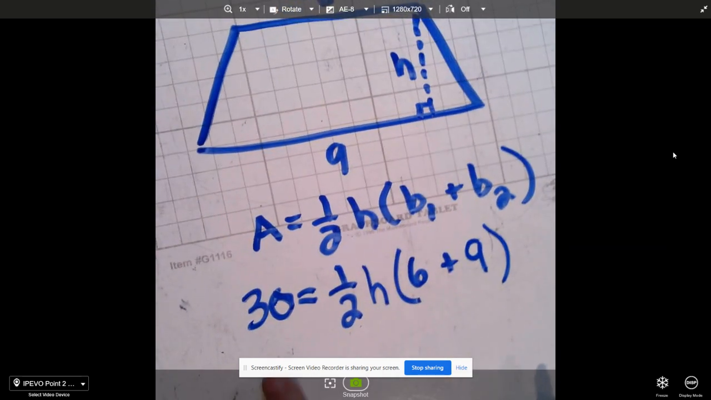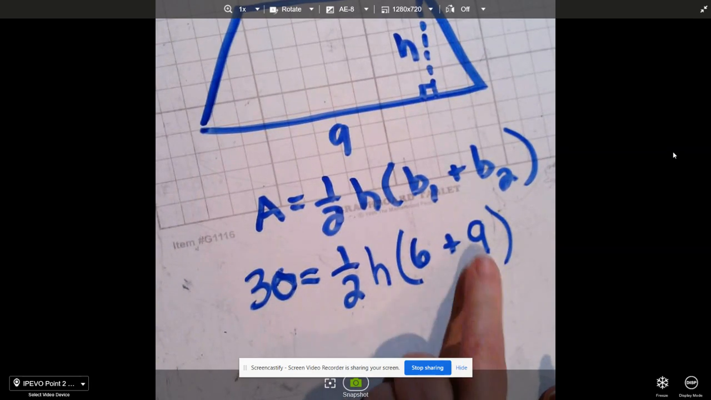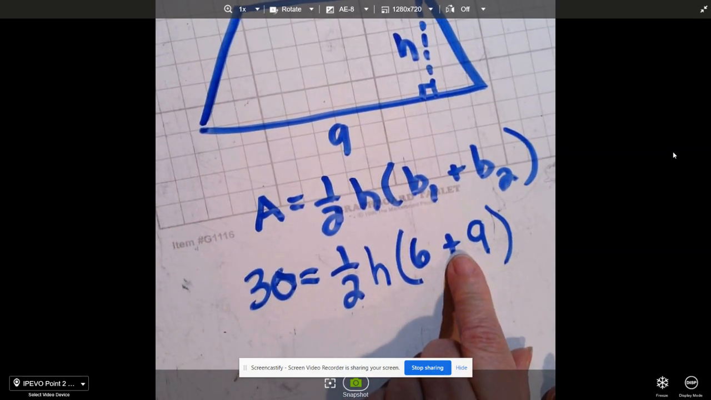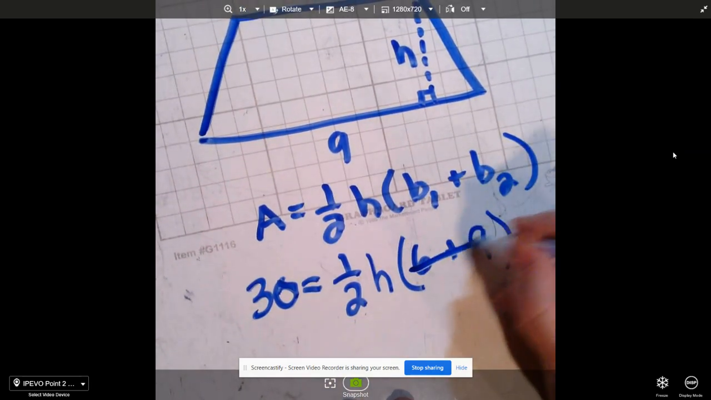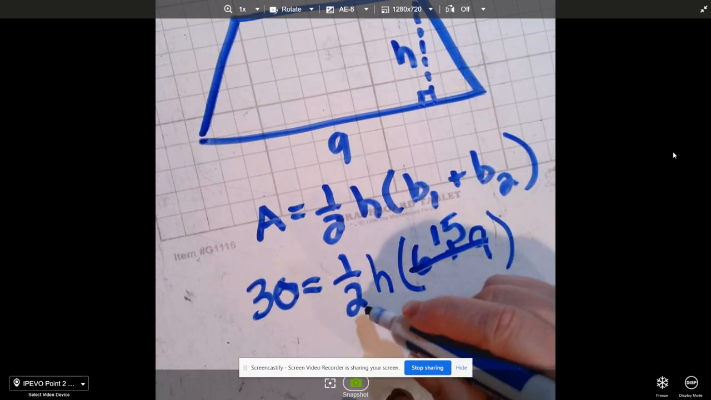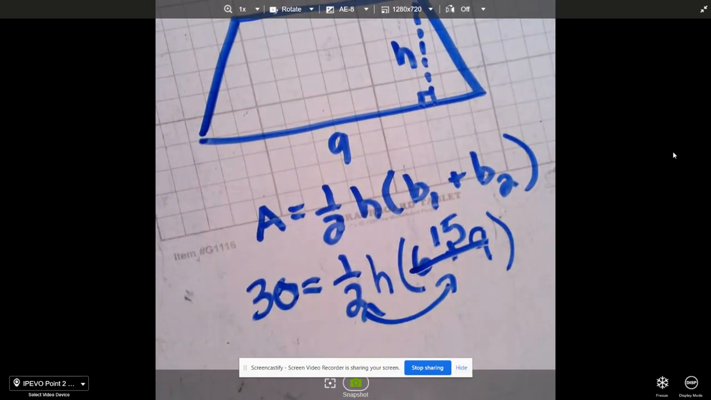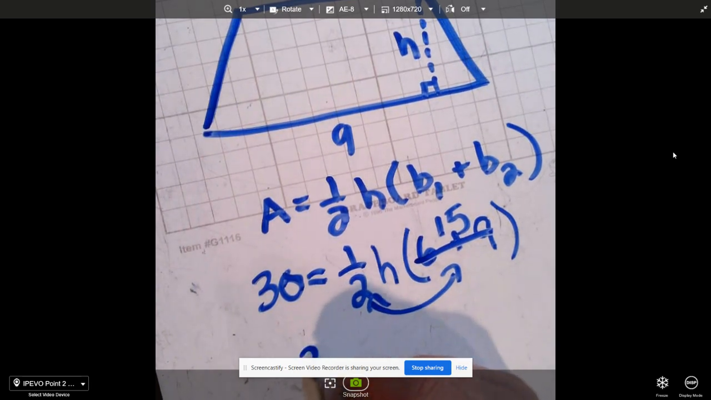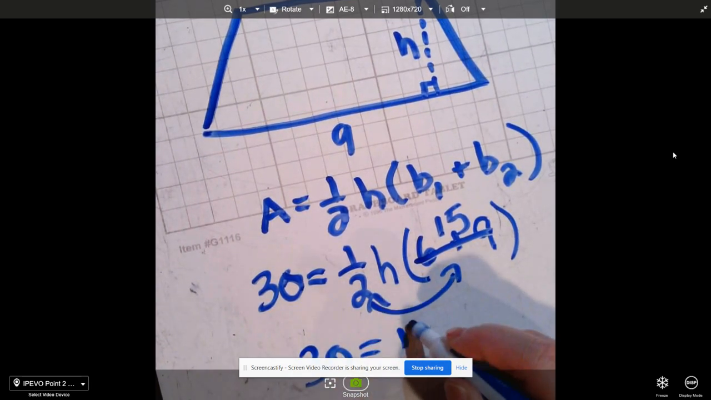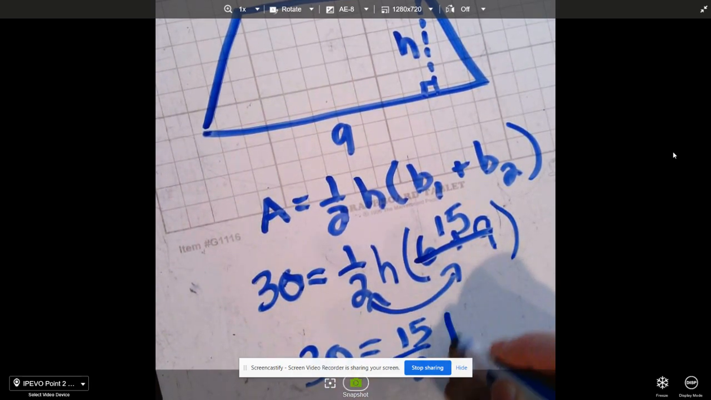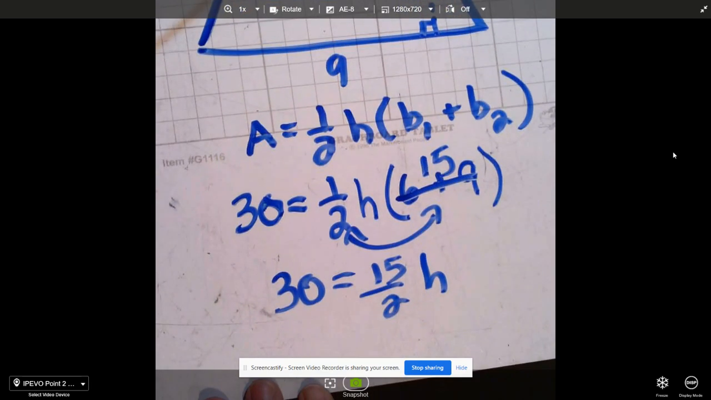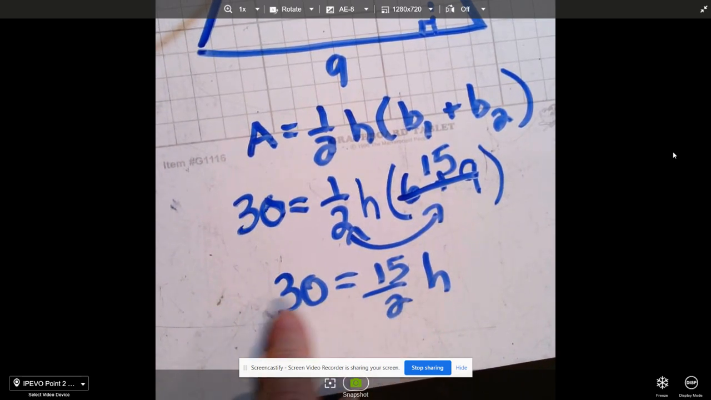So now here I have an equation, and I only have one variable, so I should be able to solve this. Let's first go ahead and simplify this. So 6 plus 9 would be 15. And I'm going to multiply those two together just to simplify my equation. So I'm going to have 30 equals 15 over 2 h. Well, if I want to solve this equation, the easiest way to solve this equation is to multiply both sides by 2 to get rid of this fraction.